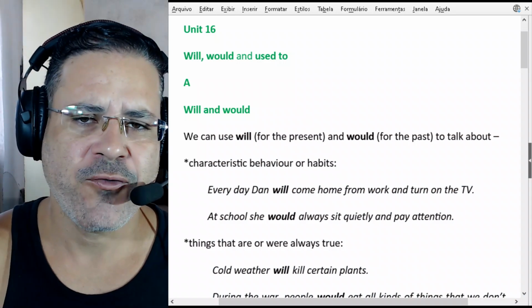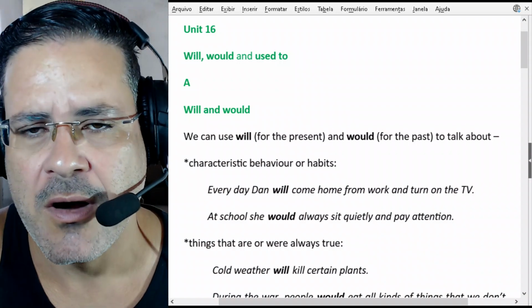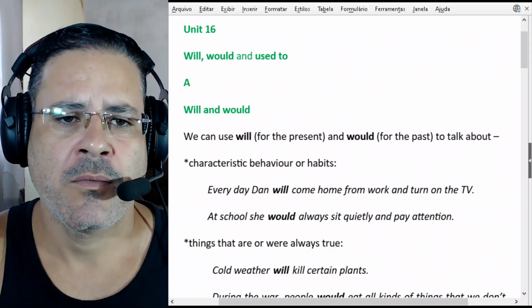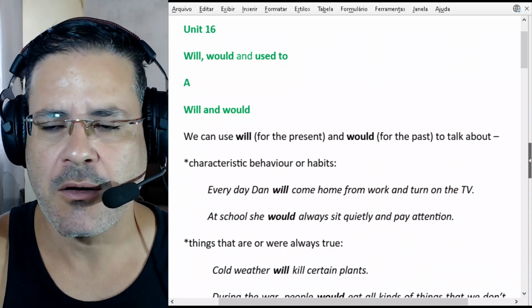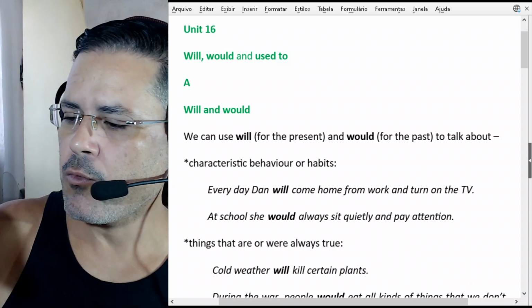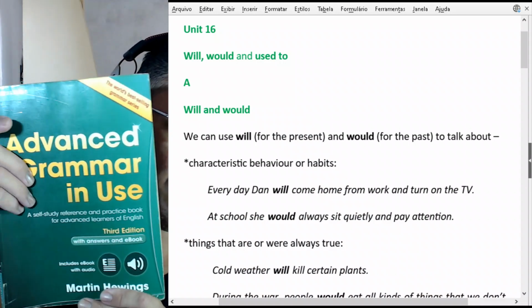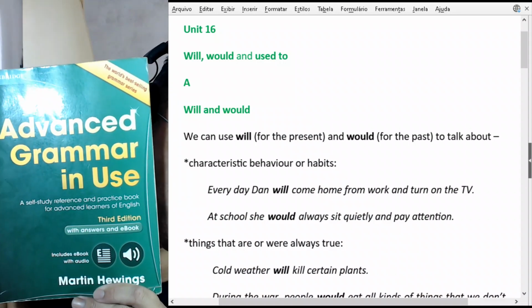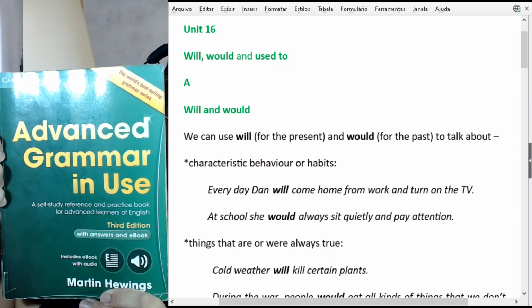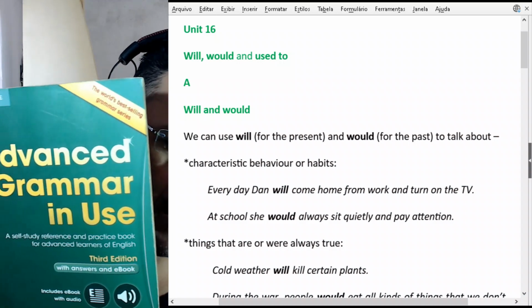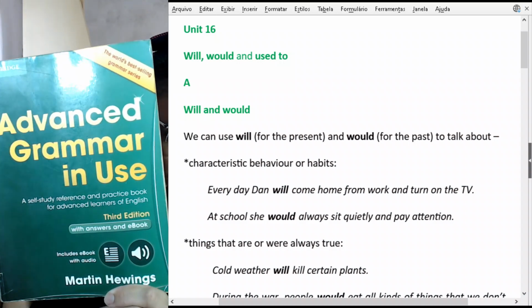Onwards and forwards with another British English grammar lesson. We're moving on now to Unit 16 of our excellent, our wonderful Advanced Grammar in Use, a self-study reference and practice book for advanced learners of English from Cambridge University. This is by Martin Hewings.